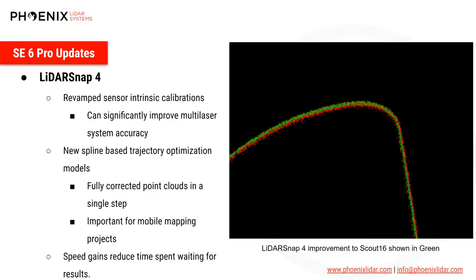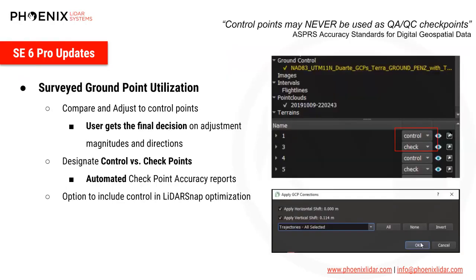All of the functionality of LiDAR-Snap 4 is executed during a single processing step. So you can go from completely uncalibrated scanner data to finalized project data with just one tool. It is also possible to include ground control points into the optimization routine, but that's optional because we've also developed a new totally separate GCP methodology for SE6.